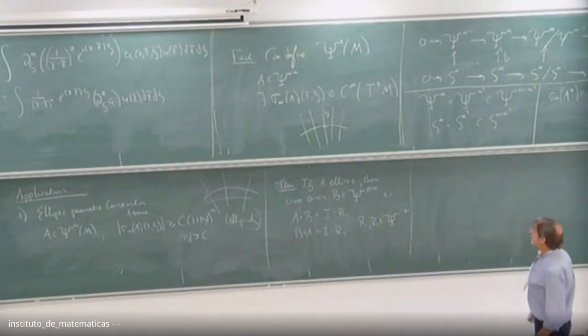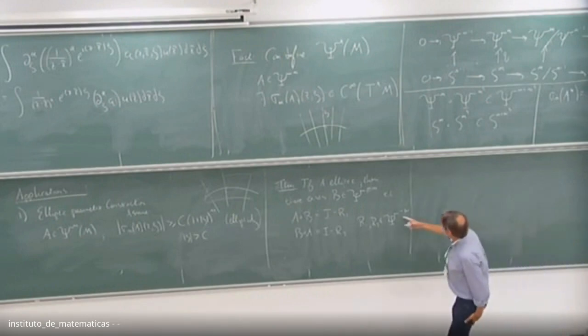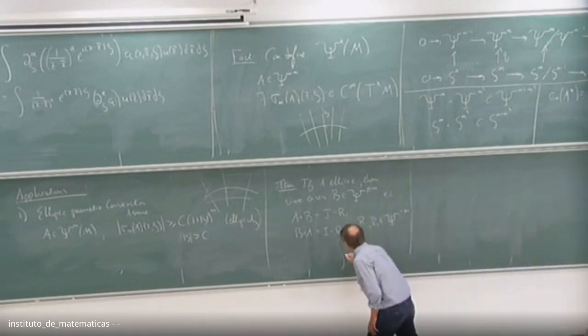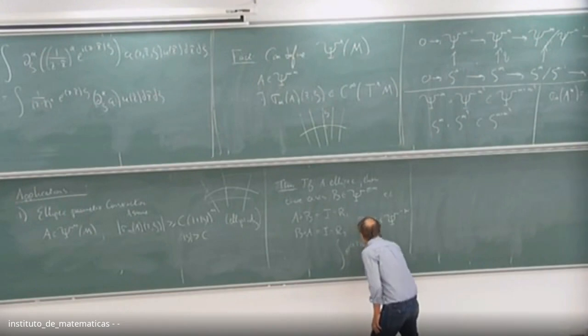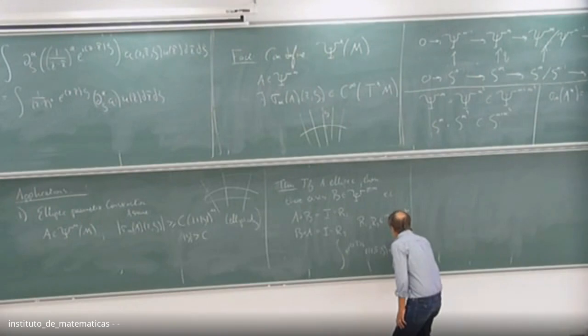And what do symbols of order minus infinity mean? Well, remember, if I have a symbol, e to the i (z minus z tilde) dot zeta, times some r of z, z tilde, zeta, u of z tilde, dz tilde, d zeta.